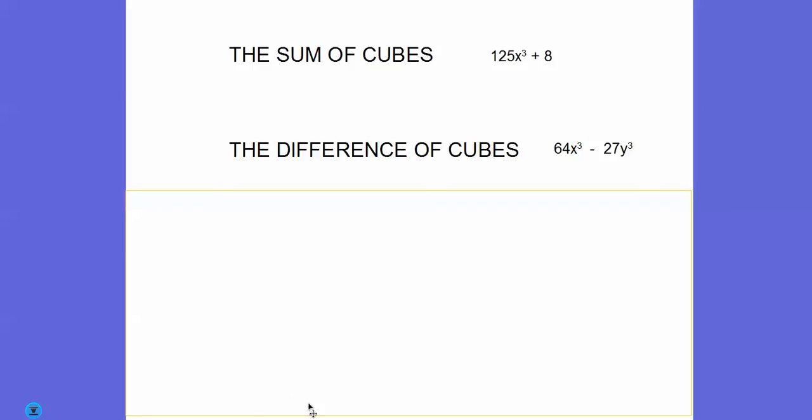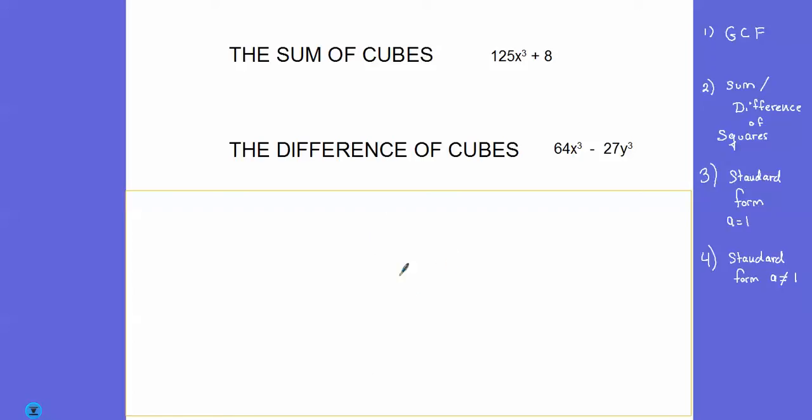Alright, this video is the fifth in this factoring set of tutorials. First was GCF, second was sum and difference of squares, third is standard form, which is the ABC, where a is equal to 1. The fourth one is a standard form where a does not equal 1. Alright, we're talking today, in the first one, about the sum of cubes and the difference of cubes.